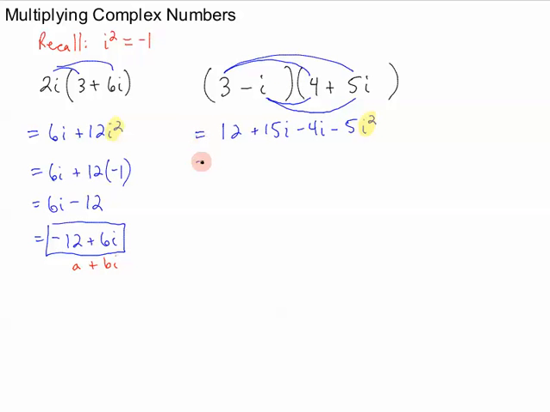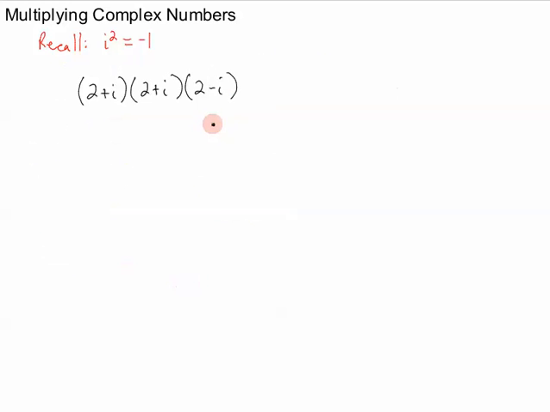So I'm going to skip a step this time. 12 is 12. 15i minus 4i is 11i. And -5i squared. Well, i squared is -1 times this -5 is +5. So this is plus 5. And finally, 12 plus 5 is 17. So I get the complex number 17 plus 11i.